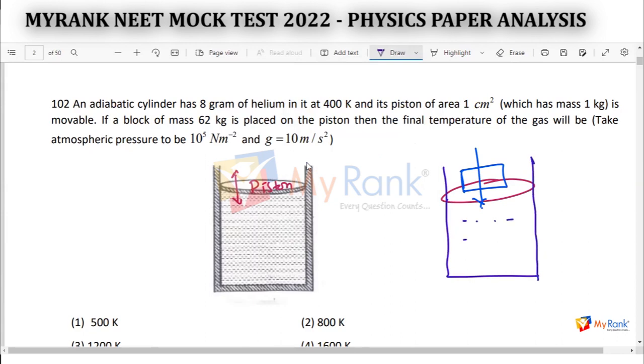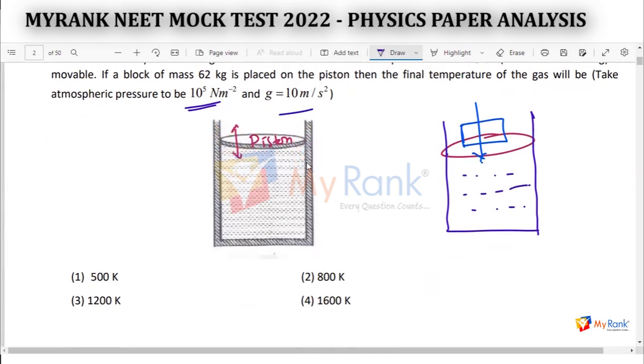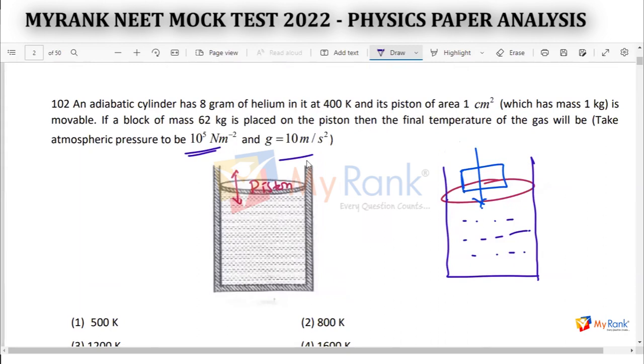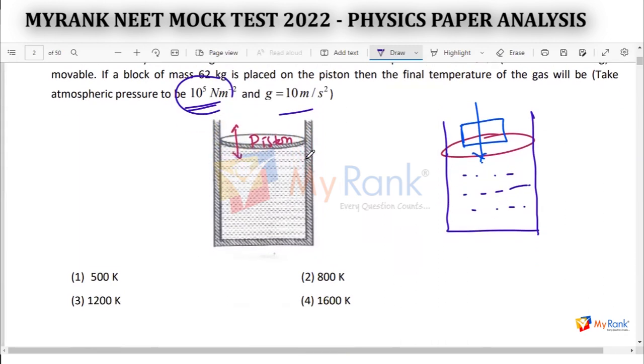Here is the gas, friends. Now, a block of mass 62 kg is placed on the piston, then the final temperature of the gas will be? Take atmospheric pressure as 10 power 5 Newton per meter square and g as 10 meter per second square. Atmospheric pressure we always take as 10 power 5 Newton per meter square or pascals, which is the unit of pressure.